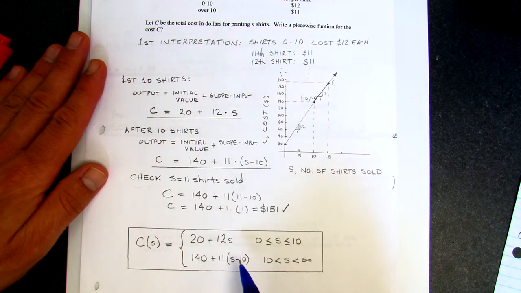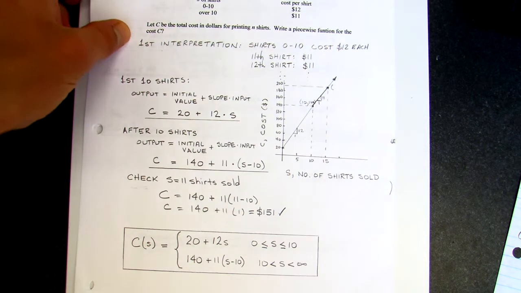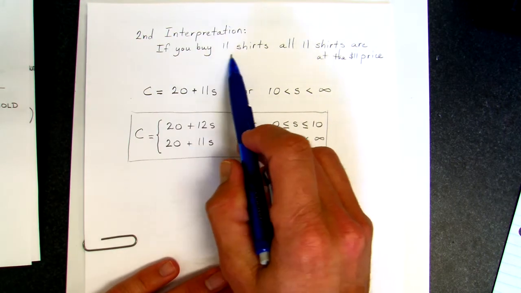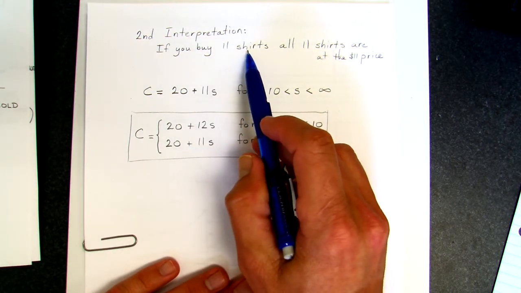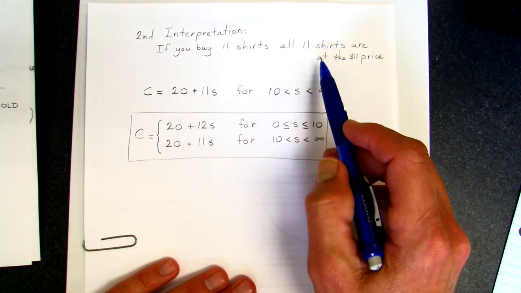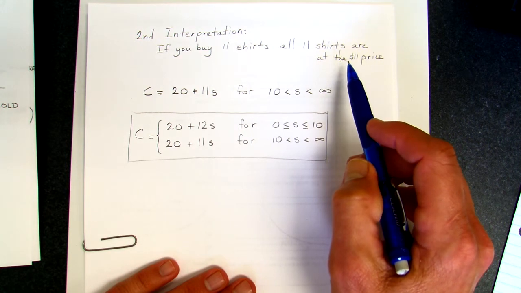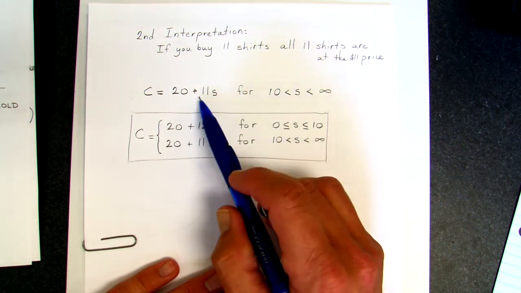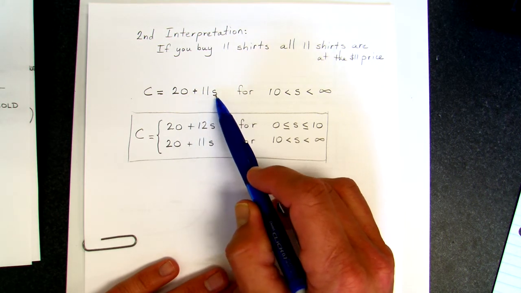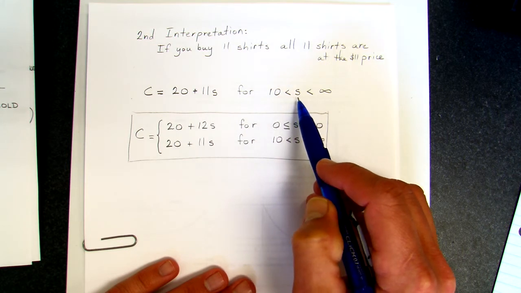There is a second interpretation for this problem that I did accept on here. And this would be as follows. Basically, if you buy 11 shirts, not only do you buy that 11th shirt at the cheaper price, but you could buy the other first 10 as well. And so if you made that interpretation, I accepted that as well. And this would be the $20 setup fee plus $11 times the number of shirts sold. But that would only work when you're buying more than 10.